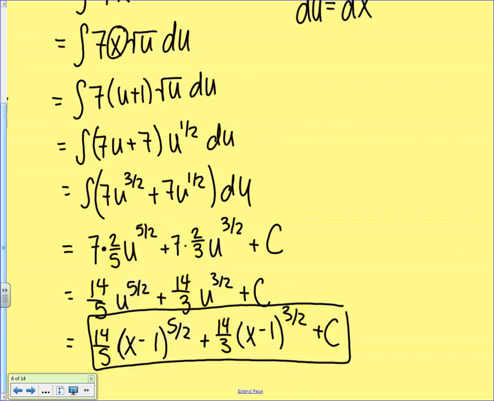I'm going to show you the book actually writes it like this. But I would rather you not do that. I feel like that's just more work for not much help there. So that's dealing with u substitution for integrations.